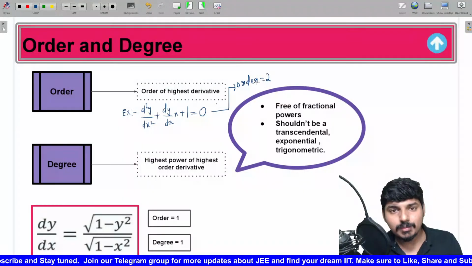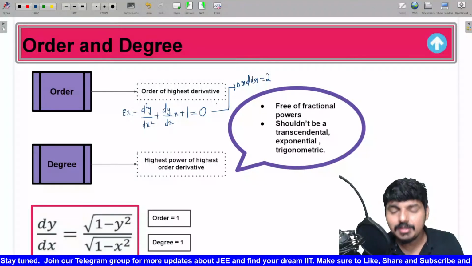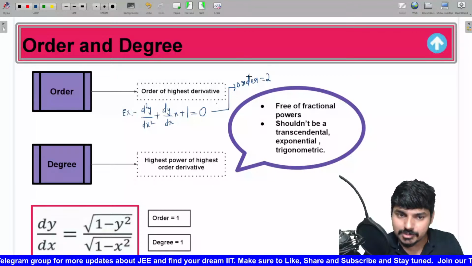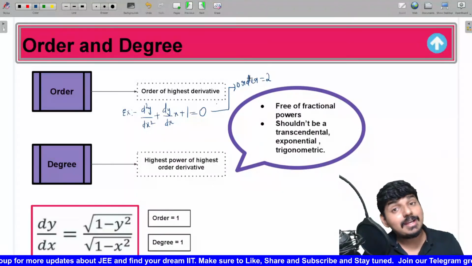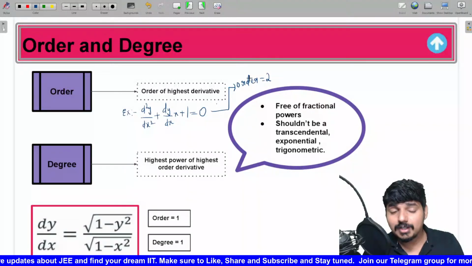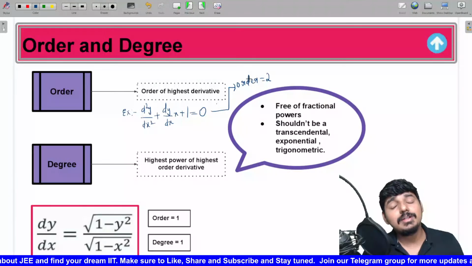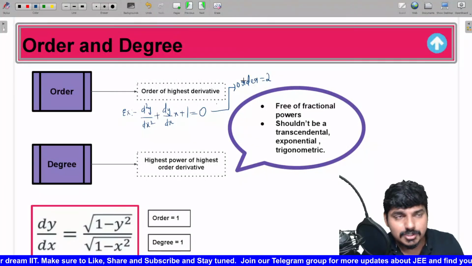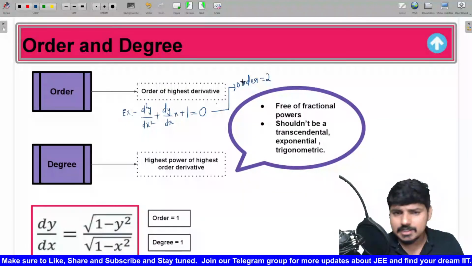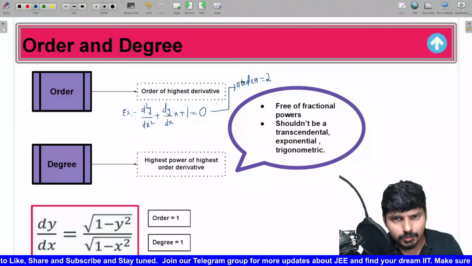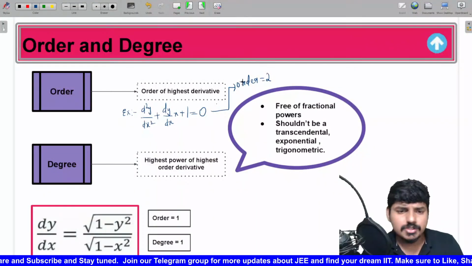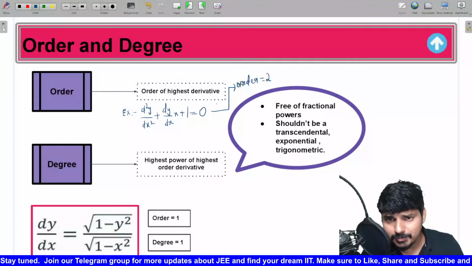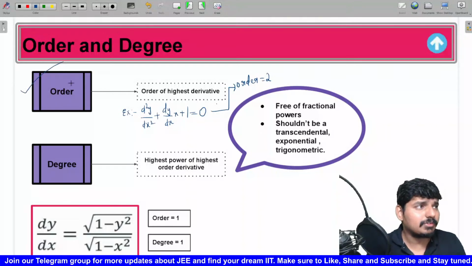So whenever you have a differential equation, if you want to figure out the order of that differential equation, it is simply the order of the highest derivative involved in that equation. That is the order of the differential equation, everyone. So order is defined for every differential equation. Any differential equation, you can easily find out what order it is. I hope this concept of order is clear.